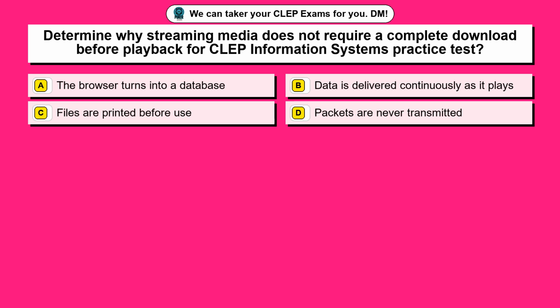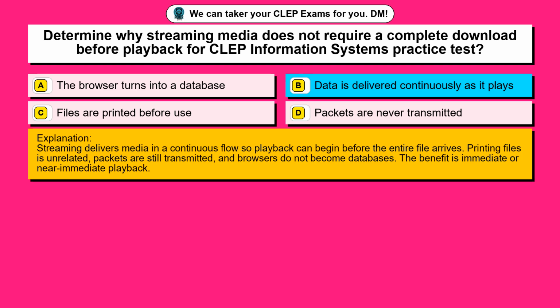Question 28. Determine why streaming media does not require a complete download before playback for CLEP Information Systems practice test. Option A, the browser turns into a database. Option B, data is delivered continuously as it plays. Option C, files are printed before use. Option D, packets are never transmitted. The correct answer is option B, data is delivered continuously as it plays.